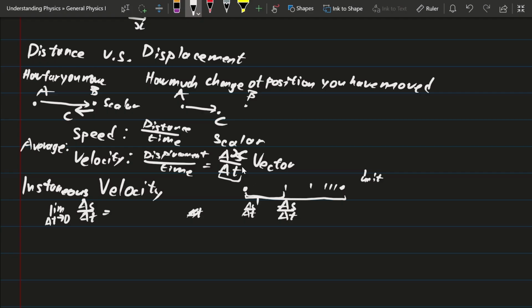And this could also be written as dx over dt, which is the way that we write it in terms of a derivative.